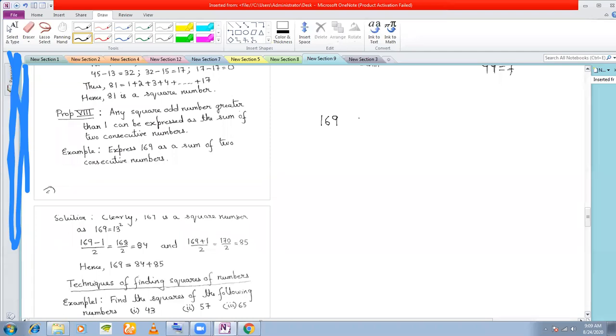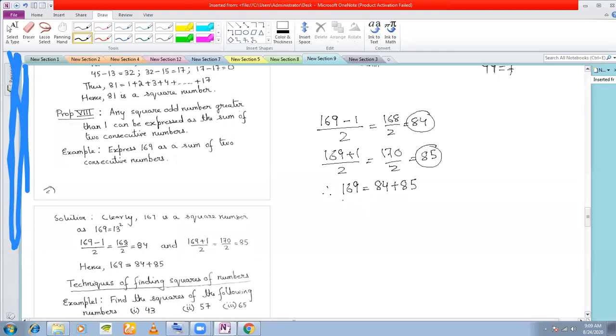How do I do it? What I do here is I subtract 1 from 169 and divide it by 2. So I get 168 by 2, which is 84. And I also add 1 to 169 and divide it by 2. So you get 85. You're getting 84 when you subtract 1 and divide by 2, and 85 when you add 1 and divide by 2. Therefore, the interesting property here is that 169 can be written as 84 plus 85. But the condition here is this has to be a square number.